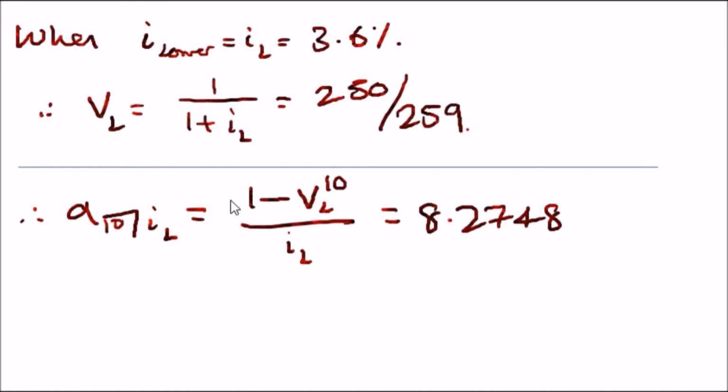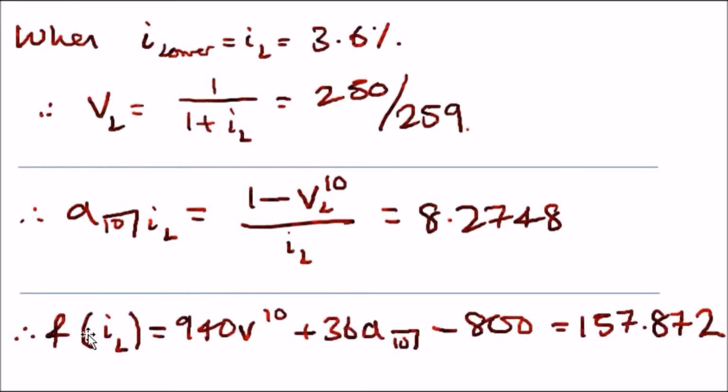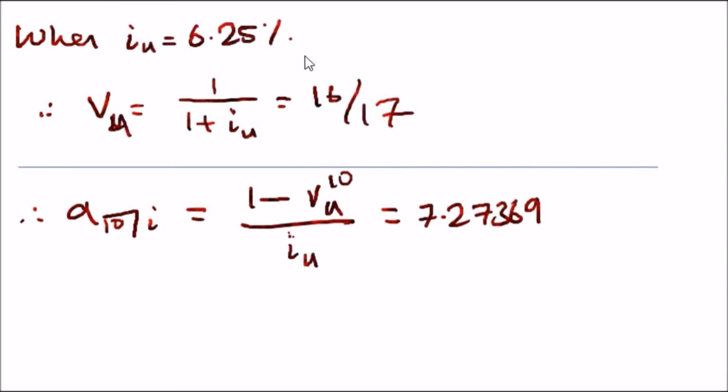Again, for the annuity, do the same thing. Use the general formula, which is 1 minus v to the power n, over I. Plug in your VL and your IL, and you get 8.2748. Then plug it into the function formula, the equation of value. Write the whole thing, replace the v to the power 10 with 250 over 259 to the power 10, and the same a10. Plug in, you get 157.872. Next up, do the same for the upper bound.